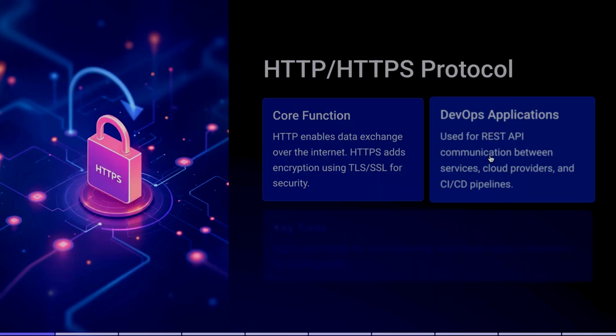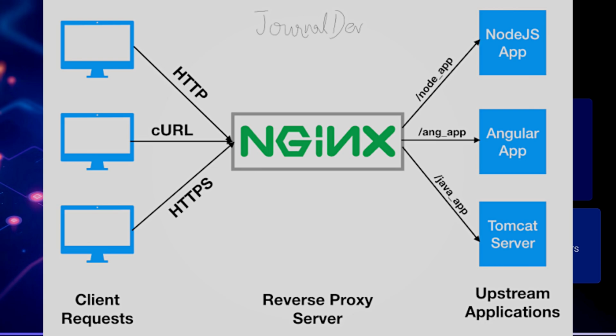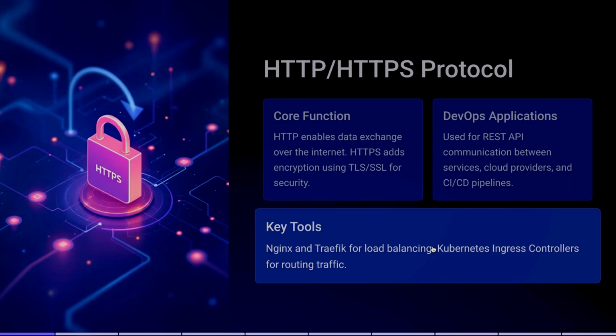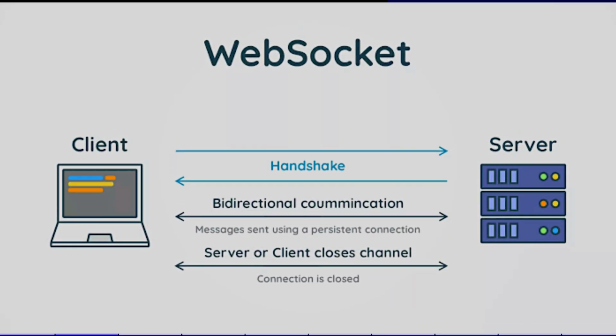In DevOps, HTTP and HTTPS are widely used for REST API communication between different services, such as interacting with cloud providers, CI/CD pipelines, and monitoring tools. Load balancers like Nginx use HTTP to route traffic efficiently, whereas Kubernetes ingress controllers also manage HTTP-based service communication to expose applications securely. Next DevOps protocol is WebSockets.